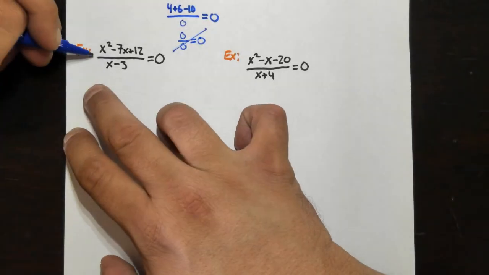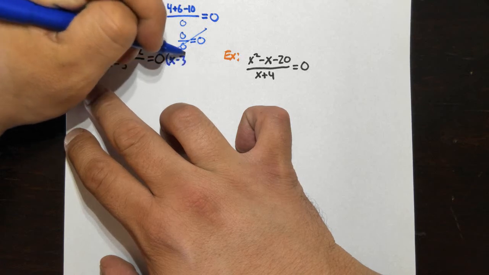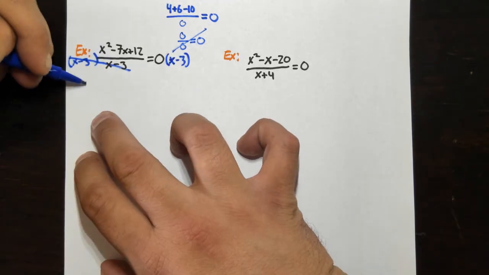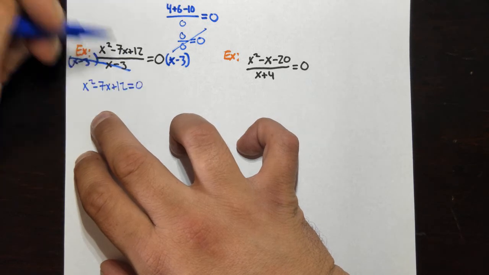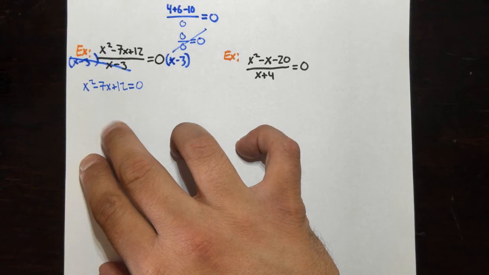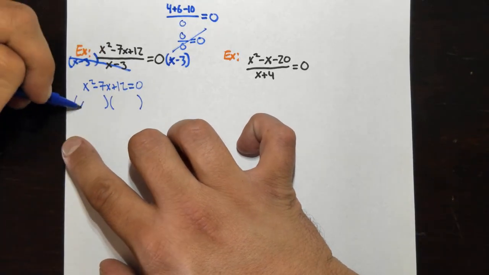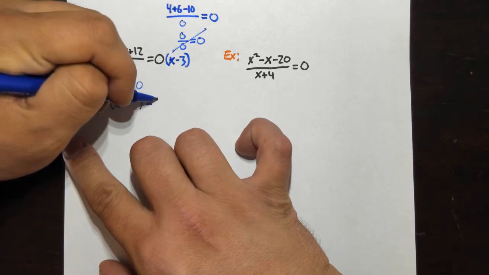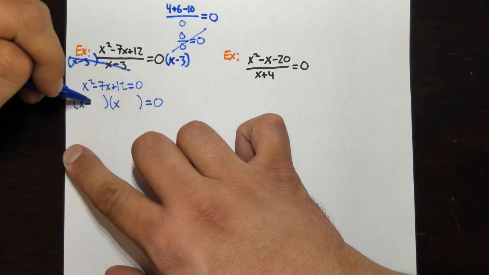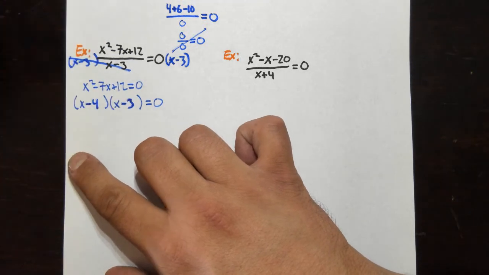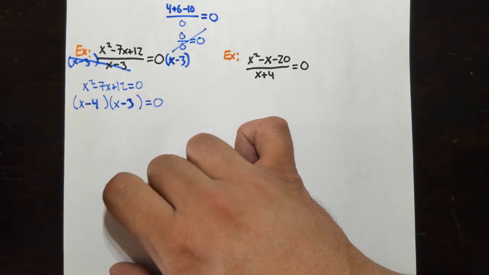Let's see, so we're going to multiply both sides by x minus 3, the denominator. This is going to cancel for us, so we have x squared minus 7x plus 12 equals 0. 0 times this is just 0. And then we're going to factor, so two numbers that add to negative 7 but multiply to 12. That's going to be negative 4 and negative 3. Negative 4 minus 3 is negative 7. Negative 4 times negative 3 is positive 12.